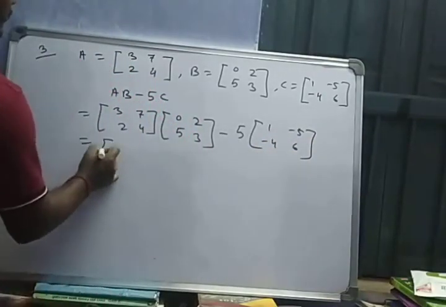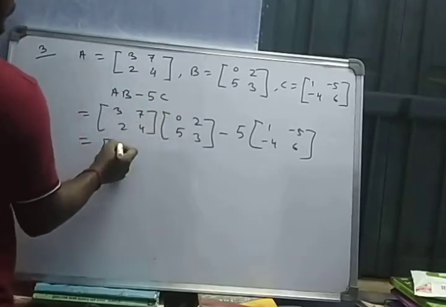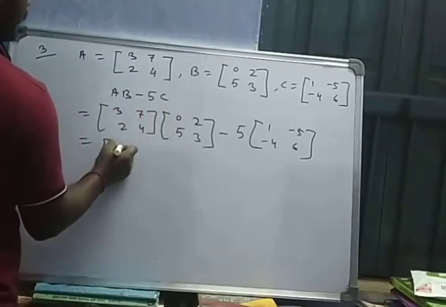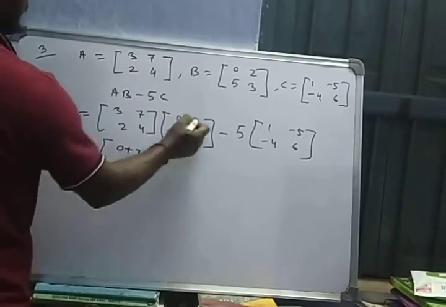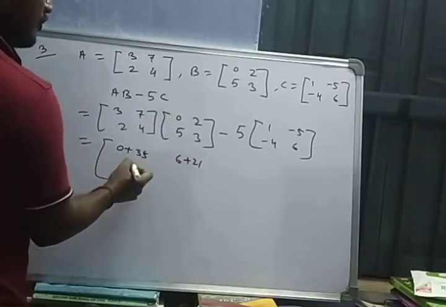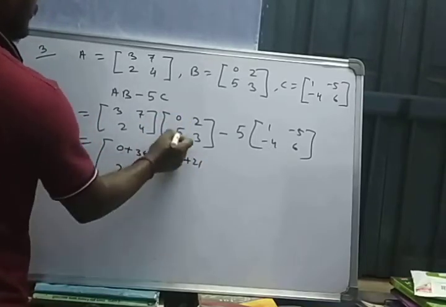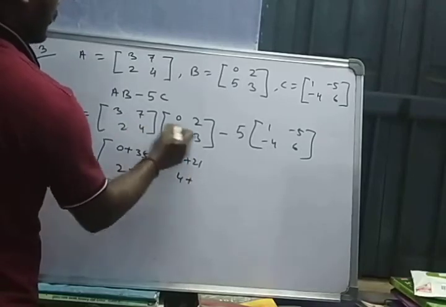Just multiply these two. I am doing that directly. 3 into 0, 0, plus 7 into 5, 35. 3 into 2, 6, 7 into 3, 21. 2 into 0, 0, 4 into 5, 20. 2 into 2, 4, 4 into 3, 12.